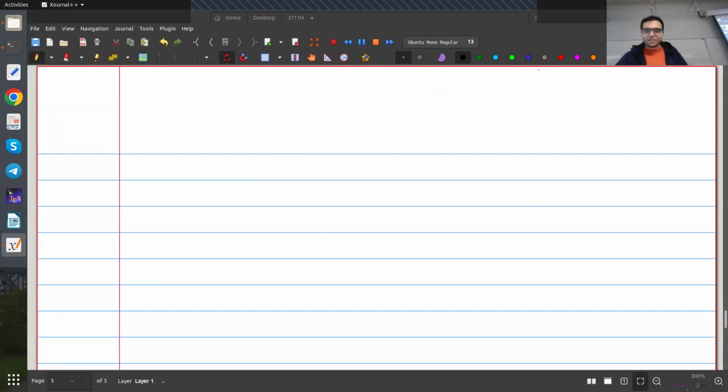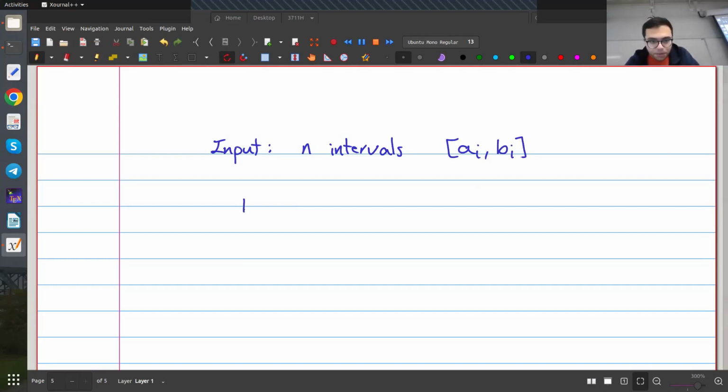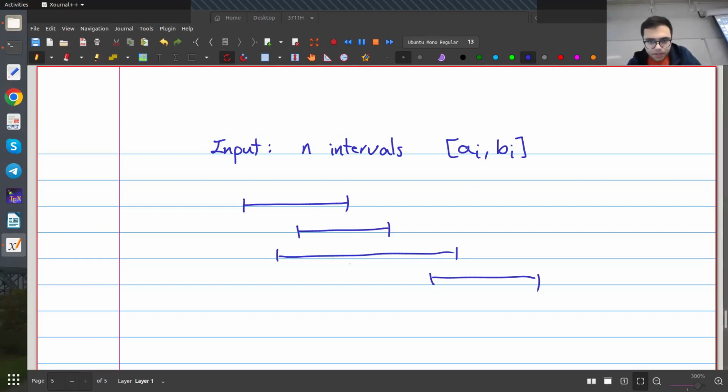So my input is basically a bunch of intervals. My input is going to consist of n intervals, and each interval has a starting point, a_i, and an end point, b_i. So for example, maybe this is my input.